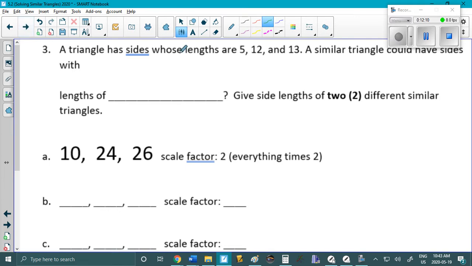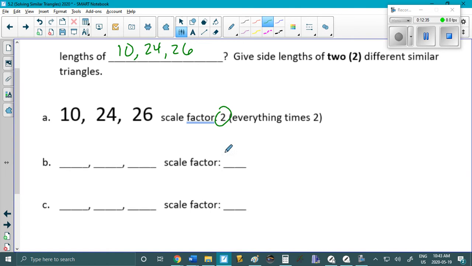Okay, so a triangle has sides whose lengths are 5, 12, 13. A similar triangle could have sides with length of, let's multiply by 2, so times 2. And we multiply all the sides by the same number. Because if we do that, that means that we have a triangle that's the same shape, it's just doubled in size. And the scale factor is 2, so everything's times 2.